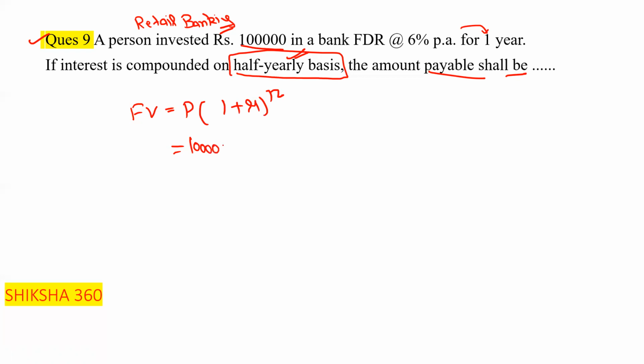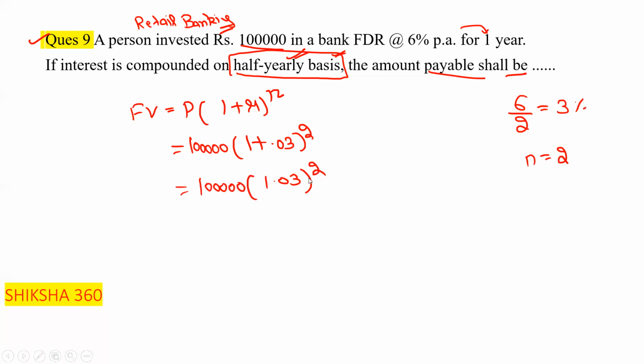How much are they investing? 1 lakh. What is the value of r? Since it is compounded half yearly, r is to be divided by 2, that is 3%. N, the time, is 2. So 1 plus 0.03 power 2. When we solve this, 1.03 power 2 comes out to 1.0609. When it is multiplied by 1 lakh, how much amount will we get?